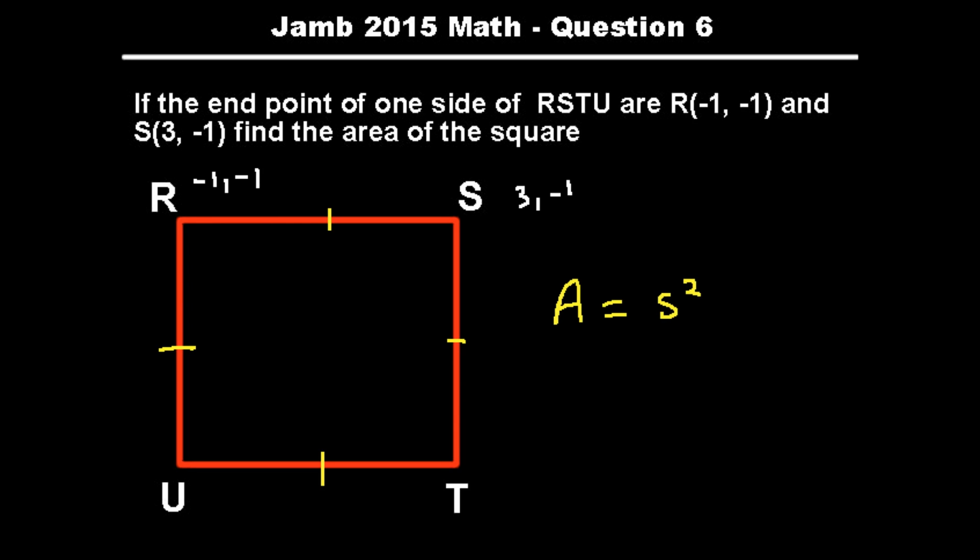So how do we find the length of one of these sides? Well, this square has been put on a coordinate system. And so we are told that our point R is at negative 1, meaning x is equal to negative 1, and y is equal to negative 1. And point S is at x is equal to 3, and y is equal to negative 1.